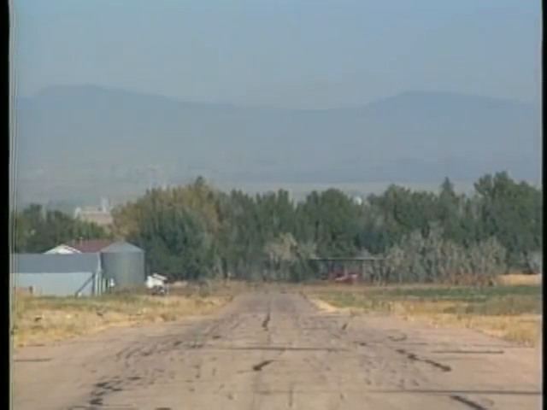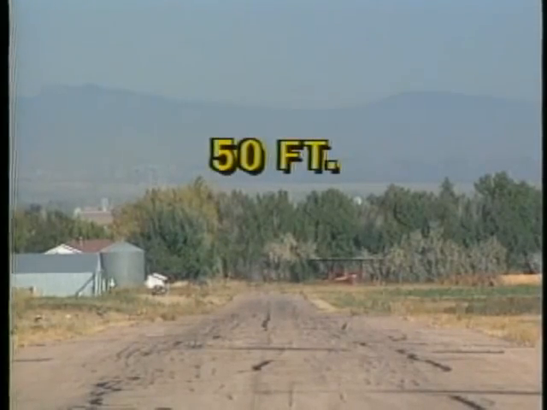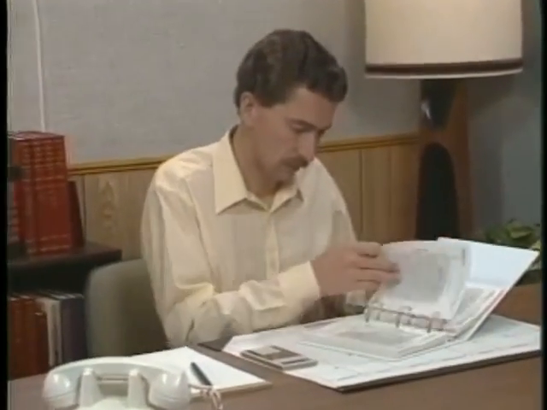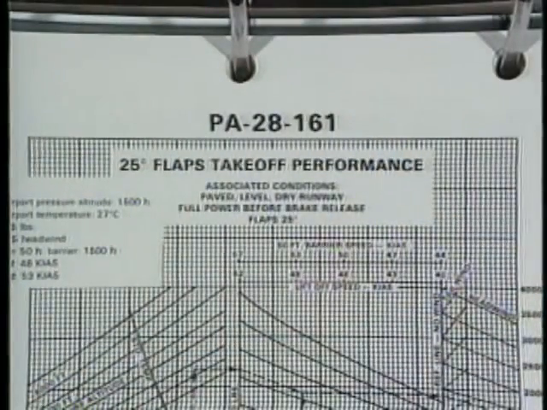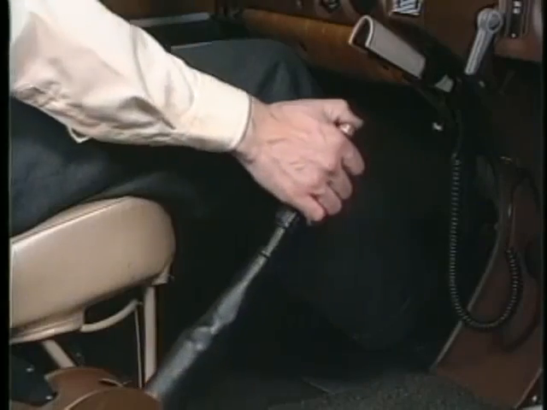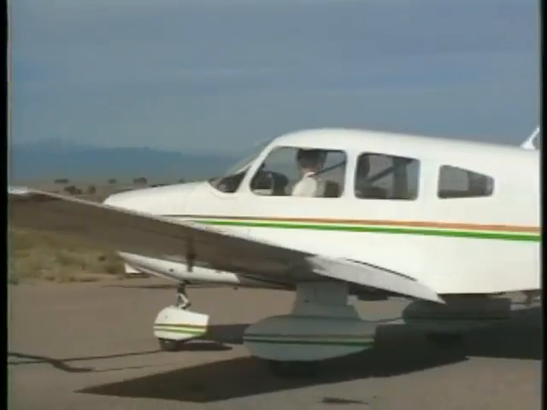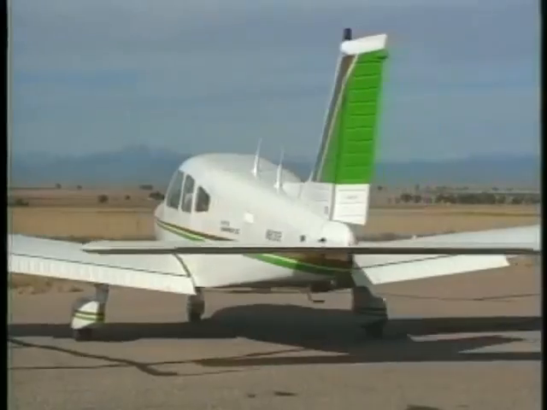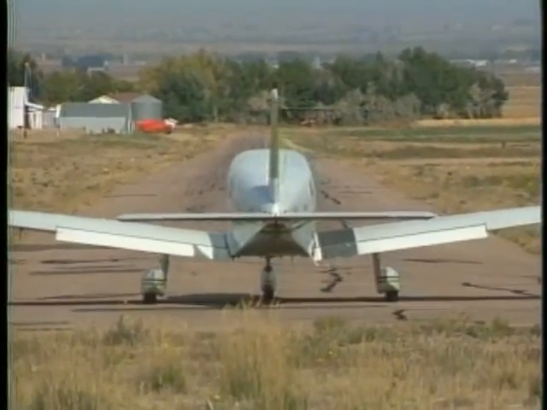For training purposes, if an actual obstacle doesn't exist, you should assume there is a 50-foot obstacle at the end of the runway. Make sure your airplane has the performance to take off under the existing conditions by checking the takeoff performance charts in the airplane's POH. During your pre-takeoff check, set the flaps as recommended in the pilot's operating handbook. Before you attempt a short field takeoff, position the airplane as close to the approach end as possible and align it with the center line.